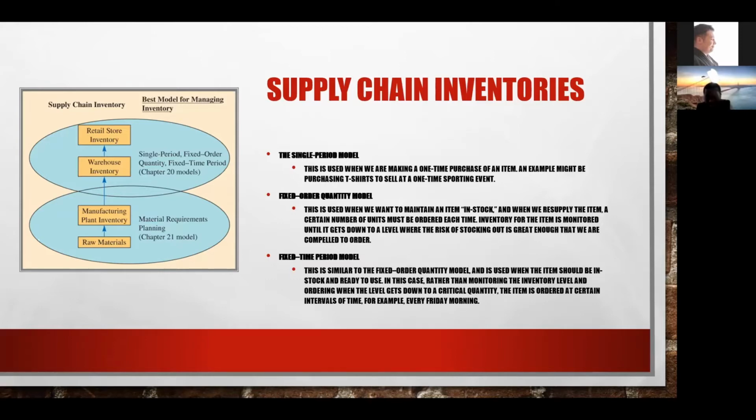A fixed time period model is similar to the fixed order quantity model. It is used when items should be in stock and ready to use. Rather than monitoring the inventory level until it gets down to a critical quantity, the item is ordered at certain times, for example, every Friday morning. You can think of Christmas items. Stores only sell those items at certain times of the year. People start buying Christmas items in October, so the warehouses that sell those items make that inventory a little bit higher for its time-based inventory.